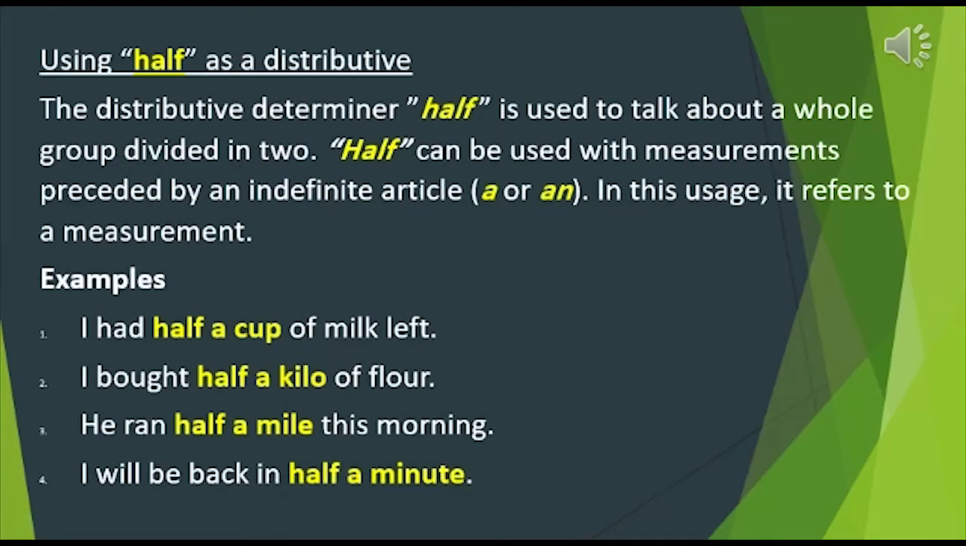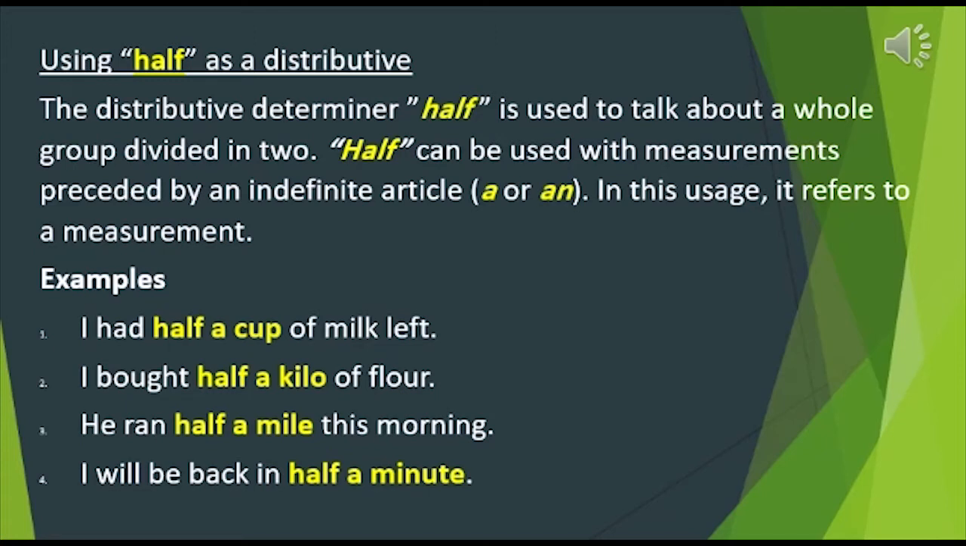Using half as a distributive. The distributive determiner half is used to talk about a whole group divided into two parts. نستخدم half اللي هي نصف. بنتكلم على مجموعة مكونة من جزئين أو اتنين. Half can be used with measurements. ممكن نستخدم half مع قياسات preceded by an indefinite article مسبوقة بأدوات النكرة زي a or an.